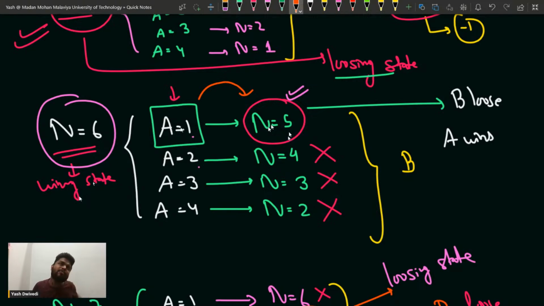I think there is Stone Game 4 or some question like that. There also you have to determine the winning or the losing states, and that's how you do it.